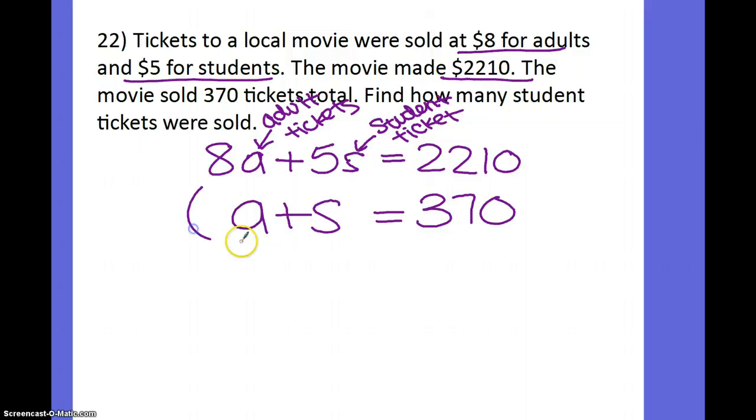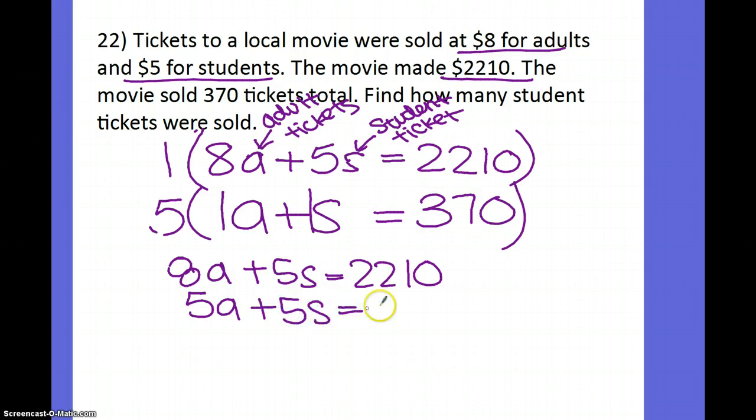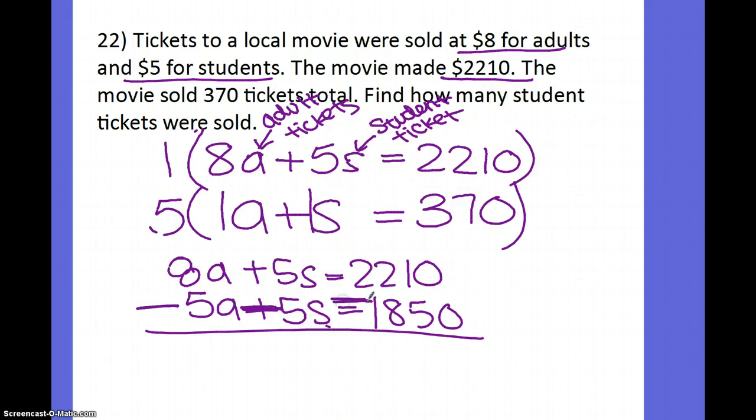And then from there, we would use elimination. There's a 1 here and there's a 1 here. So I could use 8 and 1 or 5 and 1. I'm going to times the top by 1, bottom by 5, because 5 is smaller. So 8A plus 5S equals 2210. Times the bottom by 5, so 5A plus 5S equals 1850. Notice from here, if you just add, you're going to get 10S. But you don't want that. You want 0. So you have to change your signs on one of your equations. All signs. Make sure you change all signs.